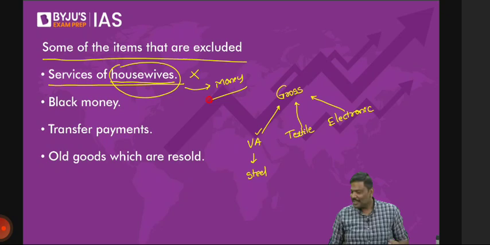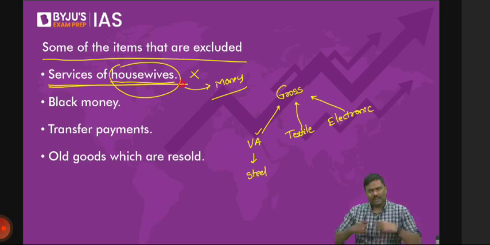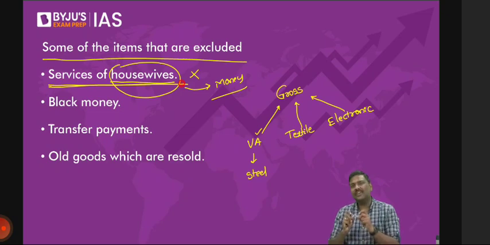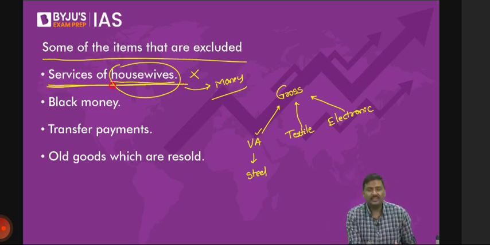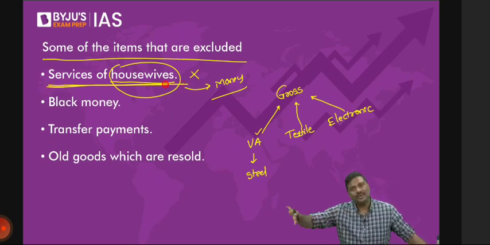Have a look at this. Argument is simple. Lot of people in the houses will provide services, but are we paying money for it? Are we fixing a market price for it? No. So that's the reason services which are generally provided by the housewives are not accounted in the calculation of GDP.